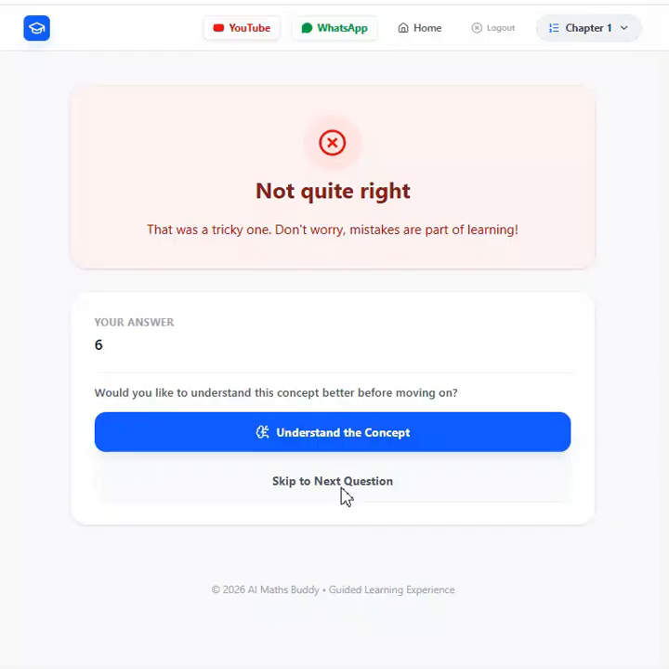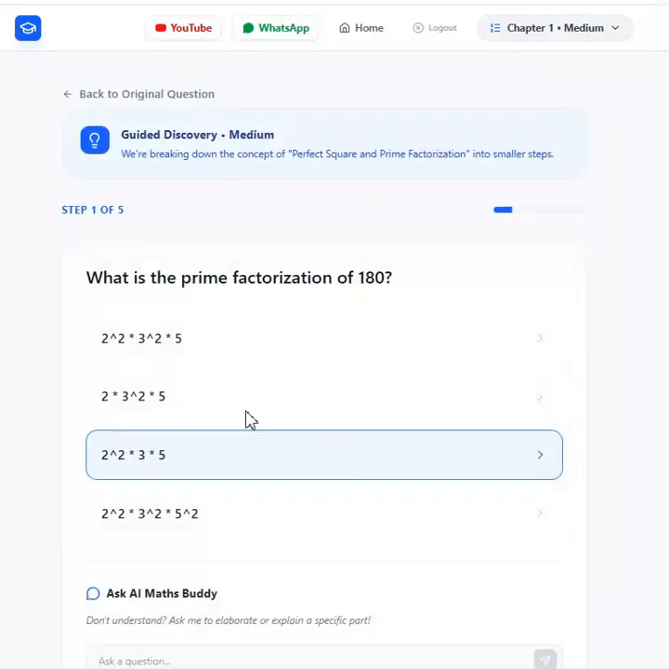This site does not give you the direct answers. It gives you helping questions which make you understand how you can solve this problem. So let's say you click on understand the concept. So the first question it asks is, what is the prime factorization of 180?